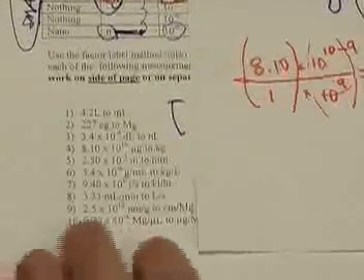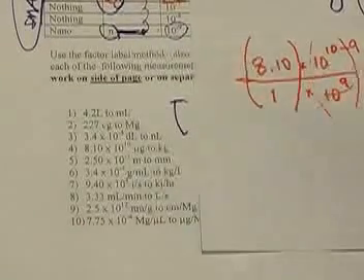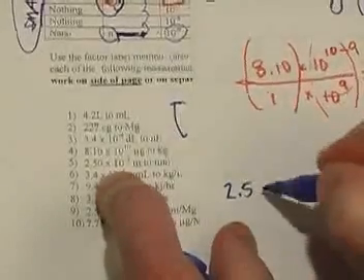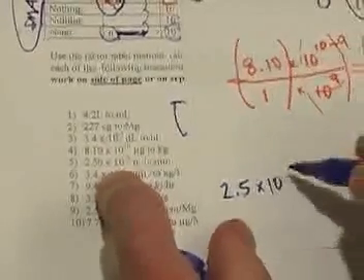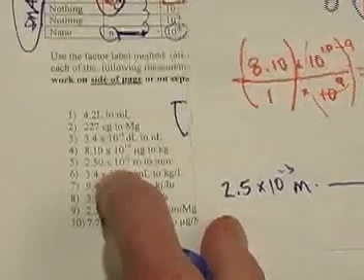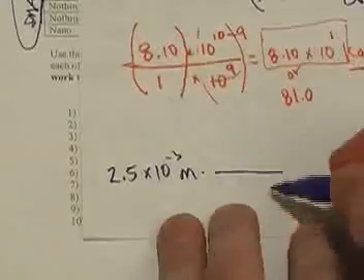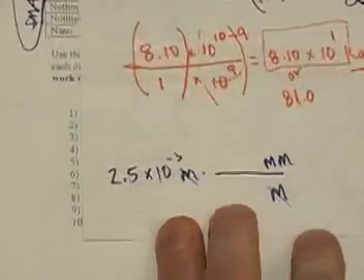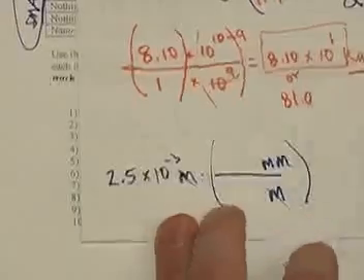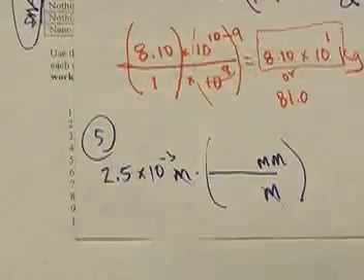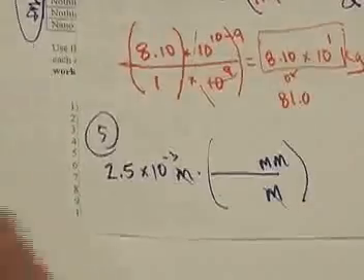Number 5 says 2.5 times 10 to the negative third meters to millimeters. So now put meters in a position where it's going to cancel. Put millimeters as your new set of units. Notice your meters are going to cancel with your meters. Always put your units in first before you put any numbers in. Now relate meters to millimeters.